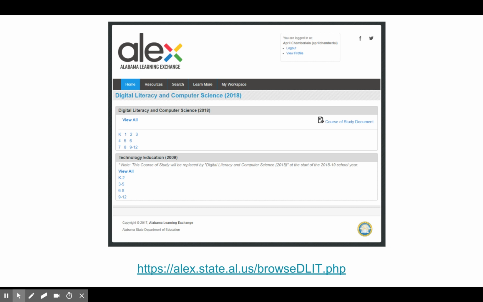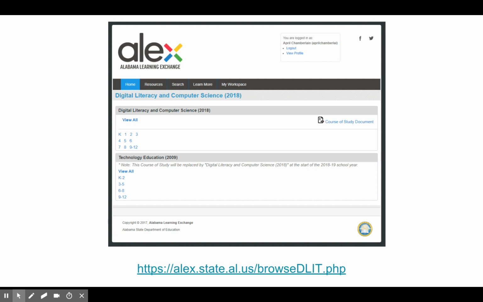Now, for each of these strands, there are a variety of resources that have been provided by the State Department of Education for teachers. One of the first stops is almost always ALEX, the Alabama Learning Exchange, and you can get to that at alex.state.al.us.